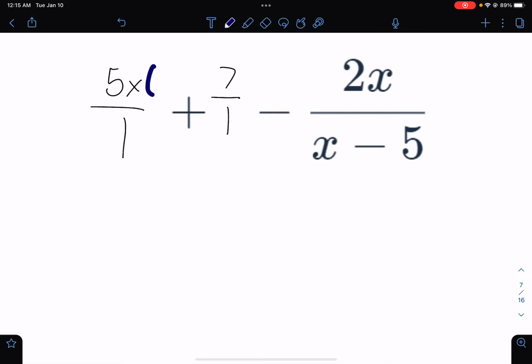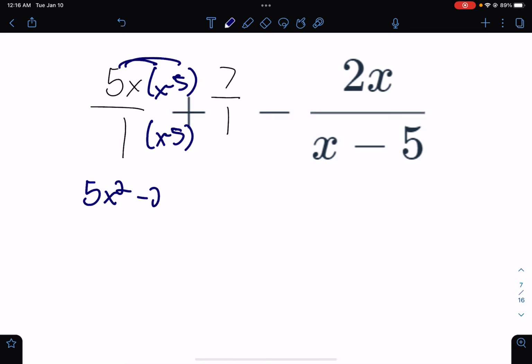So this first guy I'm going to multiply by x minus 5 all over x minus 5. Now, again, you have to distribute. So I'm going to go ahead and distribute that 5x. I end up with 5x squared, because it's 5x times x, minus 25. Then on the bottom, I distribute my 1, and I just get x minus 5.